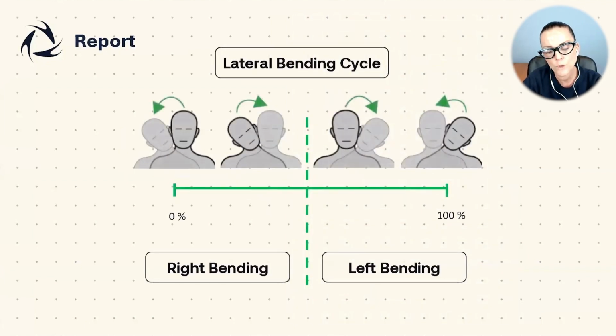But first of all, we have to understand what is the lateral bending cycle. So the cycle starts from the neutral position of the head at 0%. Then the head moves on the right side, comes back to the neutral position, moves on the left side, and finally comes back to the neutral position. And here at 100%, the cycle is closed. So the cycle is divided in two main subphases, the right bending and the left bending.